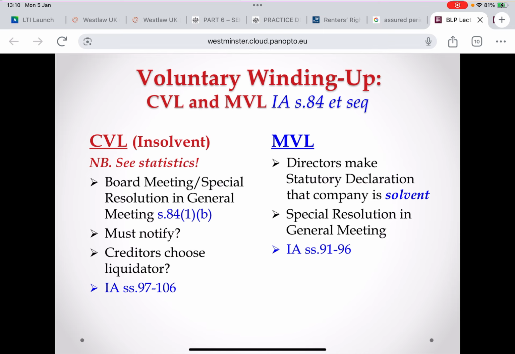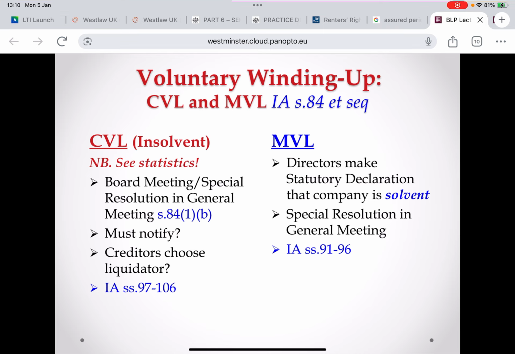We focused today, everybody, on compulsory liquidation. That's a liquidation by order of the court. But you saw the statistics early on, and it's absolutely crystal clear that a majority of liquidations in this day and age do not involve an order of the court. They are simply as a result of the shareholders of the company passing a special resolution to the effect that it cannot pay its debts, and it needs to wind up.